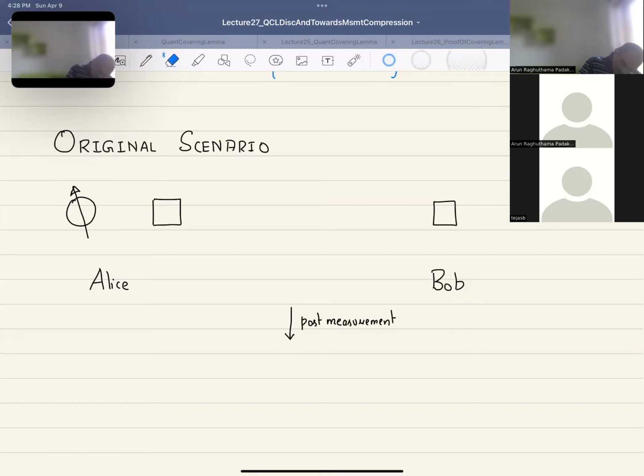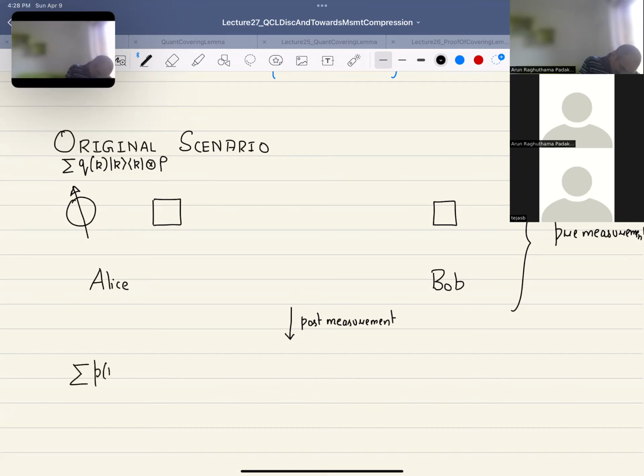Pre-measurement. So this is pre-measurement. And I'll write the post measurement below. So pre-measurement, the state is as follows: Q of K, |K><K| tensor rho. And post measurement, it is P of K, |K><K| tensor theta K. Okay. So this is the original scenario.